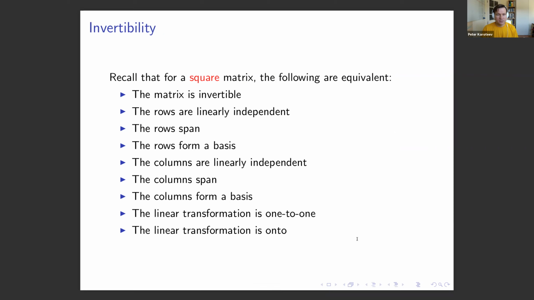Now, for the rest of this video, we'll focus on square matrices. Then the following statements are equivalent. The matrix is invertible, rows are linearly independent, rows span, rows form a basis, columns are linearly independent, columns span, columns form a basis, and this transformation is one-to-one, and this transformation is onto. So a lot of things come together when the matrix is square, when the number of rows is equal to the number of columns.